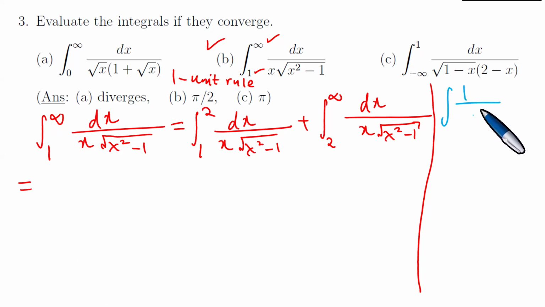So whenever you have 1 over x squared minus 1 dx, the answer is arcsecant plus c. So we'd have exactly this one here. But also when you have the arc cosecant integral.